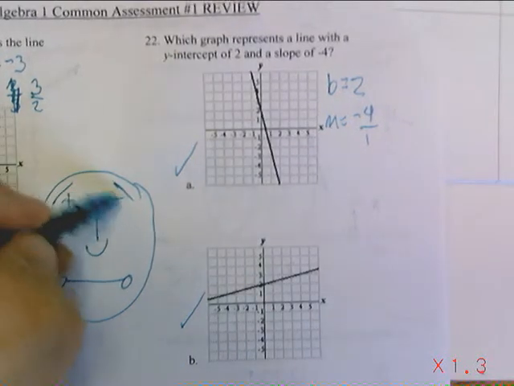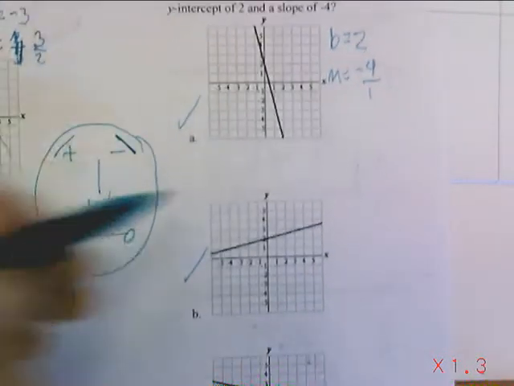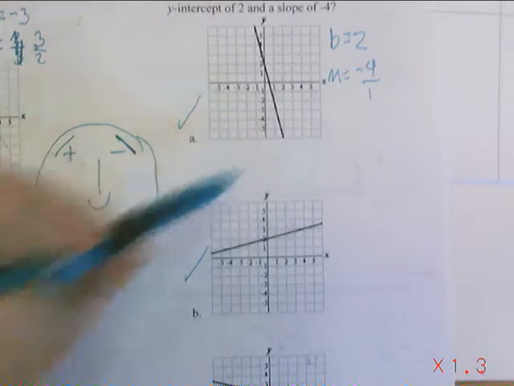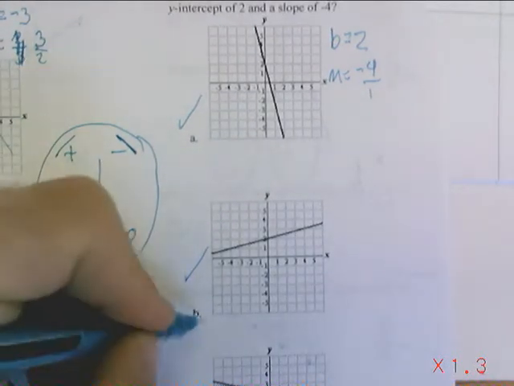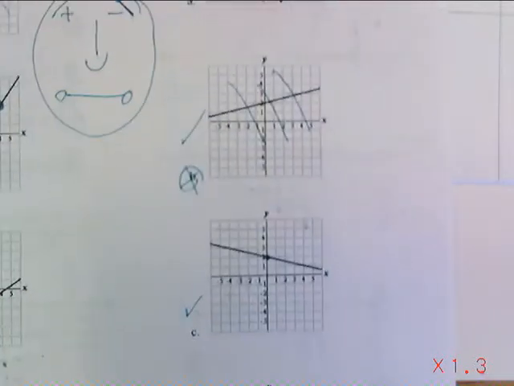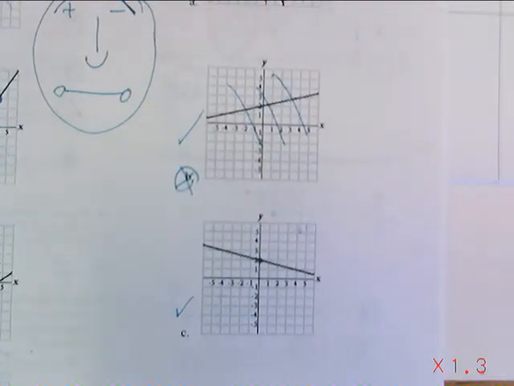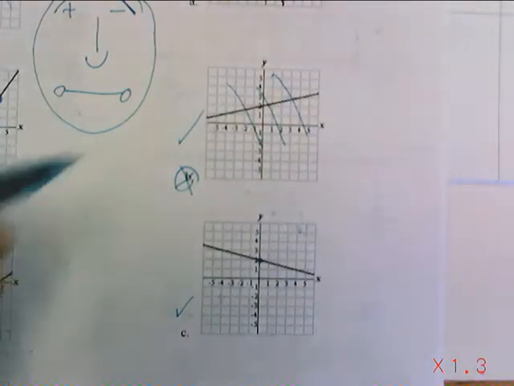Slope of -4 is going downhill. A is going downhill, that could be right. B is going uphill, so that's definitely wrong. And C is going downhill. So let's make some points right here. This one's a little more difficult to read.